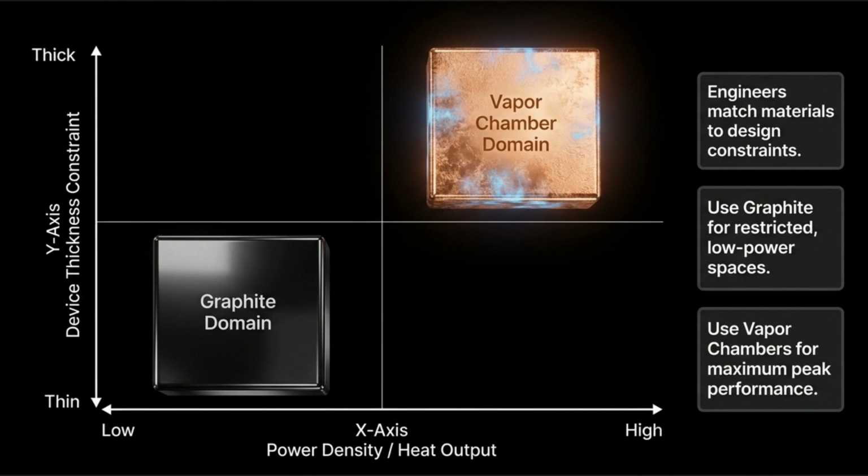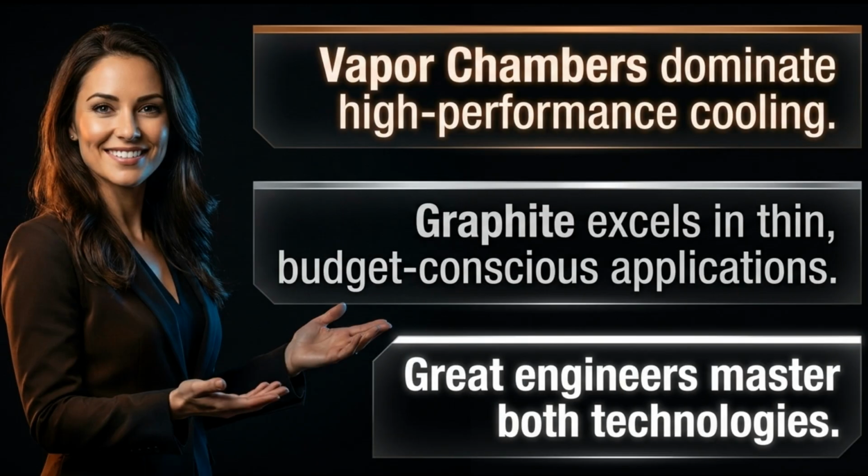Graphite suits low power and thin designs, while vapor chambers are used for maximum peak performance in thicker profiles. Vapor chambers dominate high-performance cooling, while graphite excels in thin, budget-conscious applications. Great engineers master both technologies to select the right solution for any design challenge.